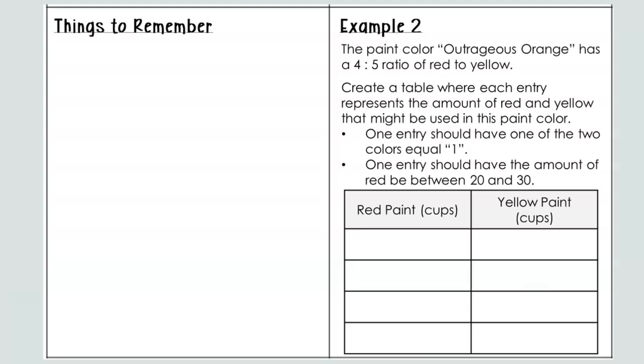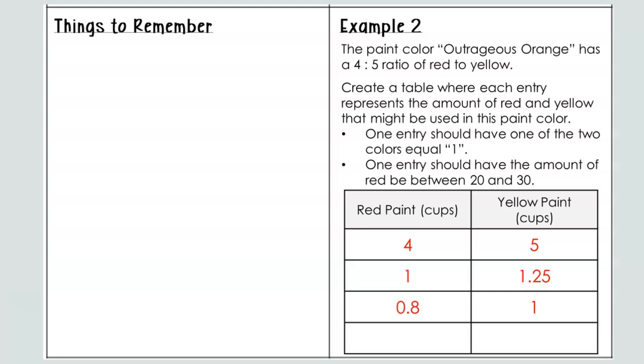So we have red paint in cups and yellow paint in cups as our 2 headings. And we start with the initial ratio of 4 and 5. We want to start with red being 1. That means we're dividing by 4. 5 divided by 4 then is 1.25. Then we want to change yellow to 1, which means we divided by 5 and gave red a 0.8.